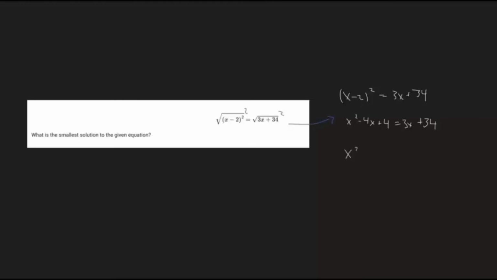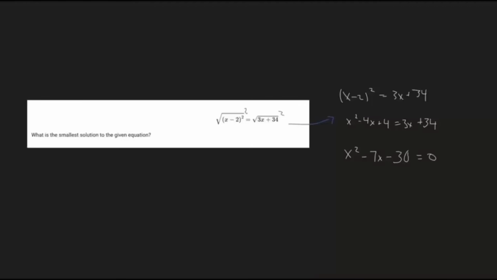We'll get x². Negative 4x minus 3x will be negative 7x. And then positive 4 minus 34 will give us negative 30. And the important thing here is we want to set this equal to 0. And so now we can just factor this, right? So we have x² − 7x − 30.